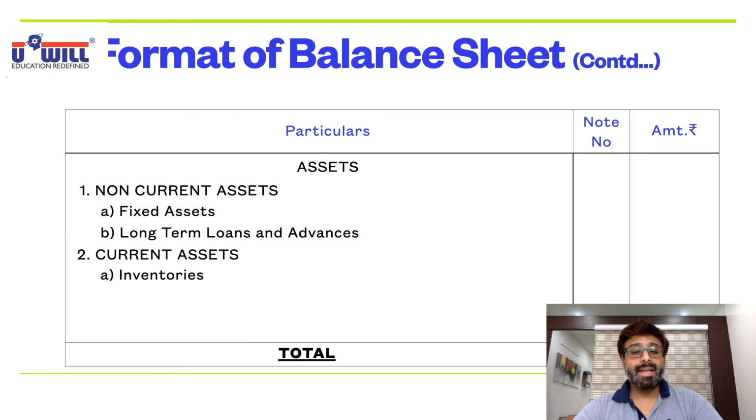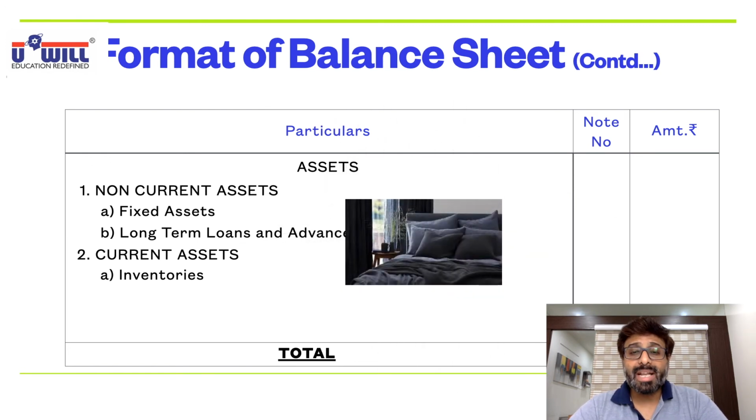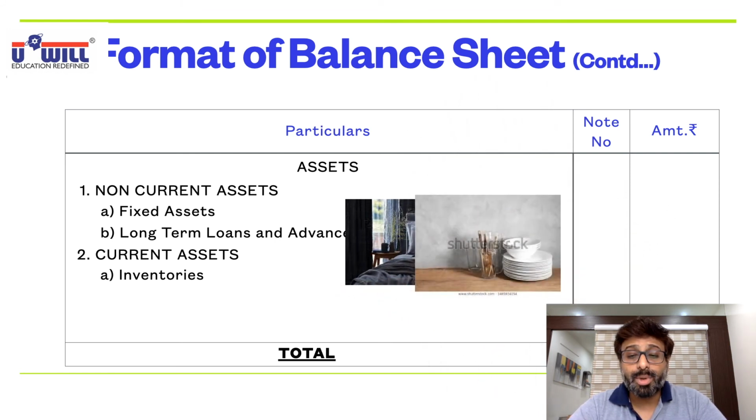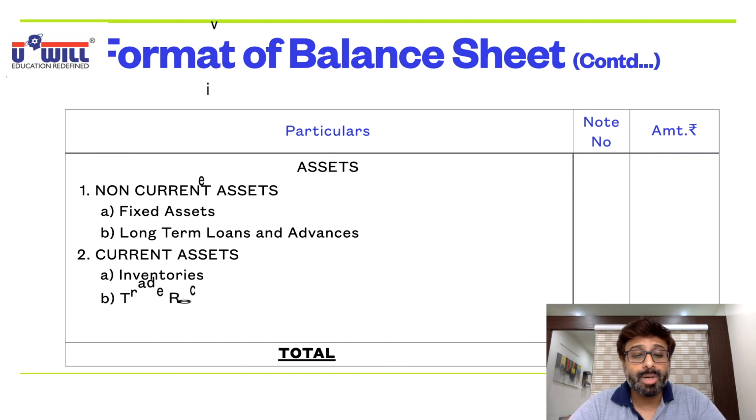Three things are there. Inventories. In case of hotel, inventories means bed sheets, pillows, linen, curtains. Then restaurants will have utensils. All these stock of these things. Stock of utensils, stock of bed sheets, stock of linen, stock of cleanable items, consumables. All these things will come under the category of inventories in case of hotels.